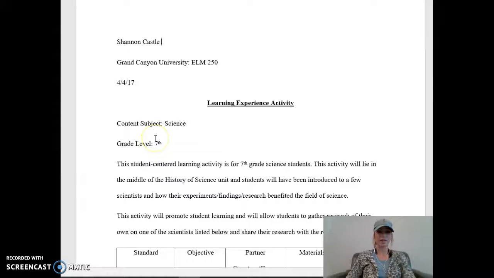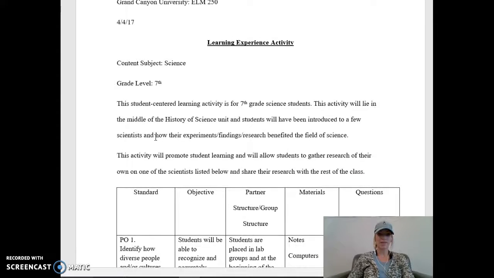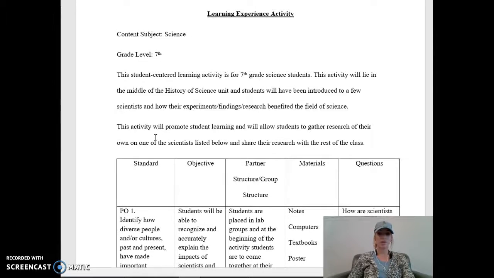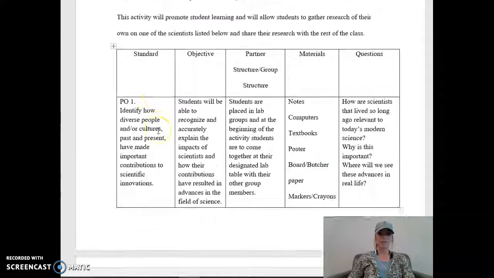Okay, so I did a learning experience activity for 7th grade science, and it is a student-centered learning activity that is structured around a flipped classroom style.